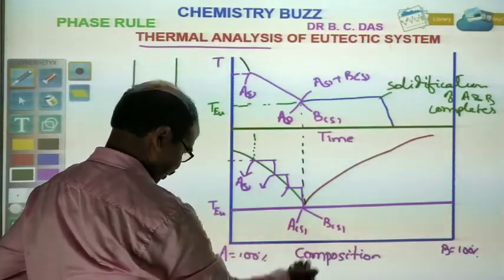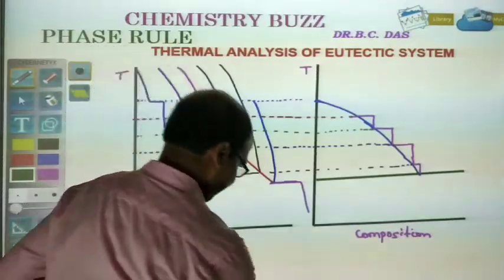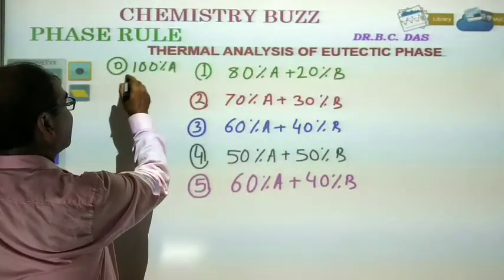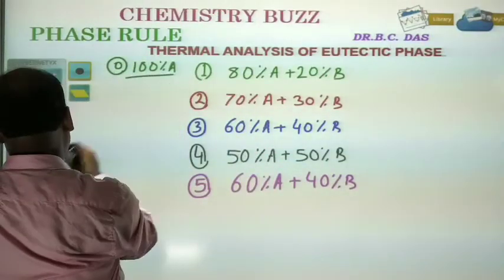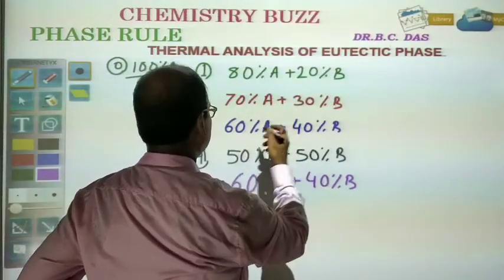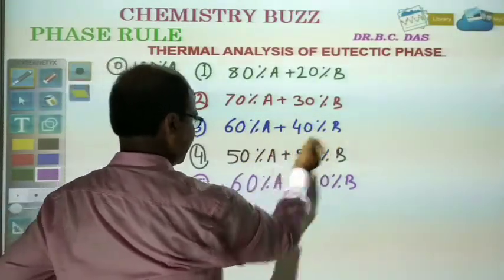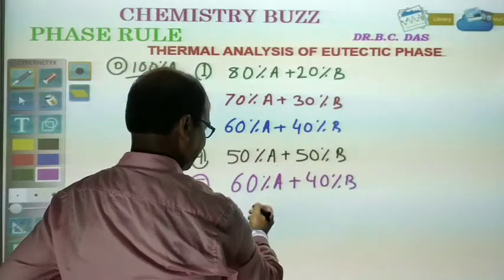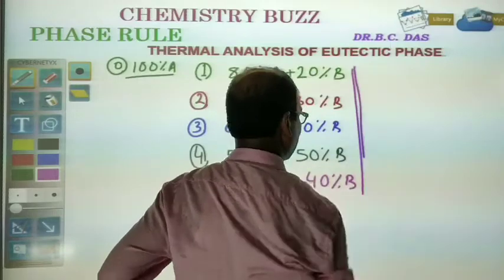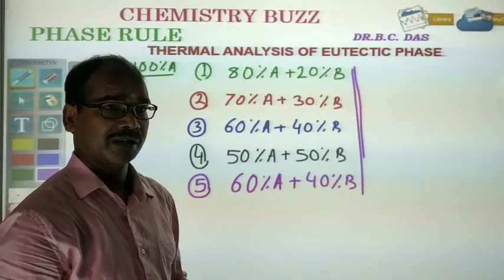So we are comparing the eutectic and thermal analysis. If we consider the number of samples, say we have 100% pure A, this is one sample, and as we have taken 80% A, 20% B, 70% A, 30% B, 60% A, 40% B, 50% A, 50% B. These are different samples we have prepared, and this will be processed similarly.